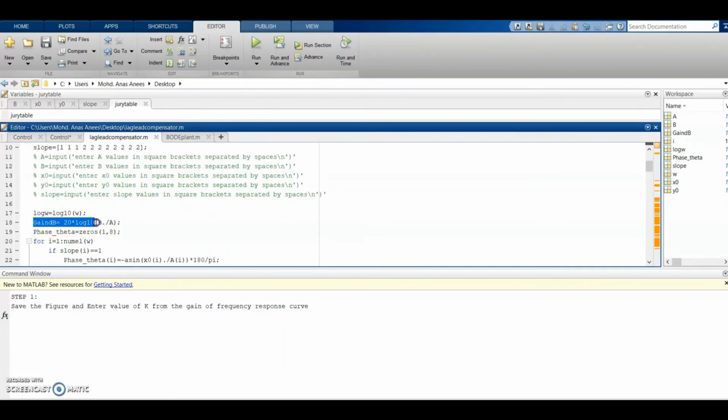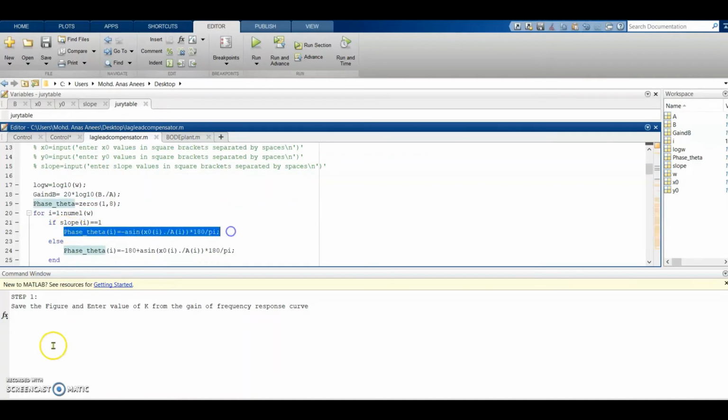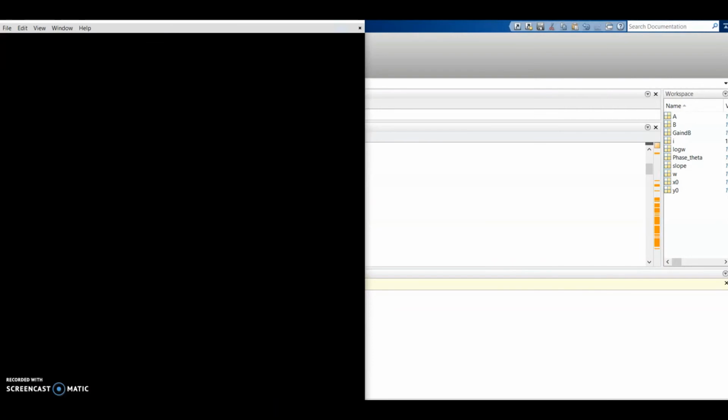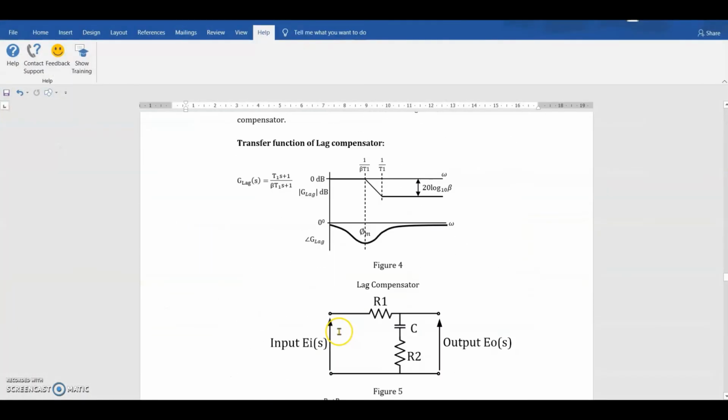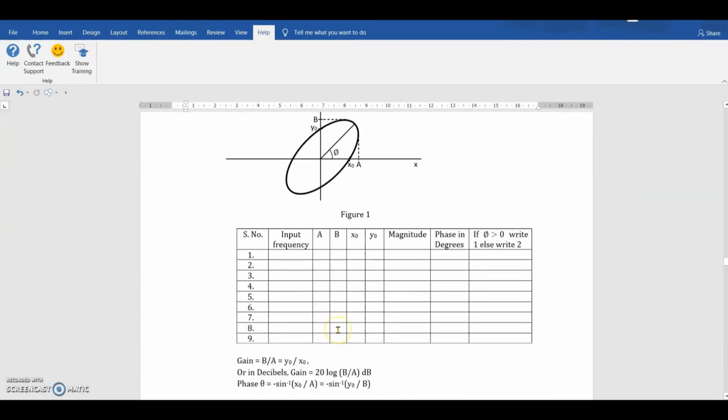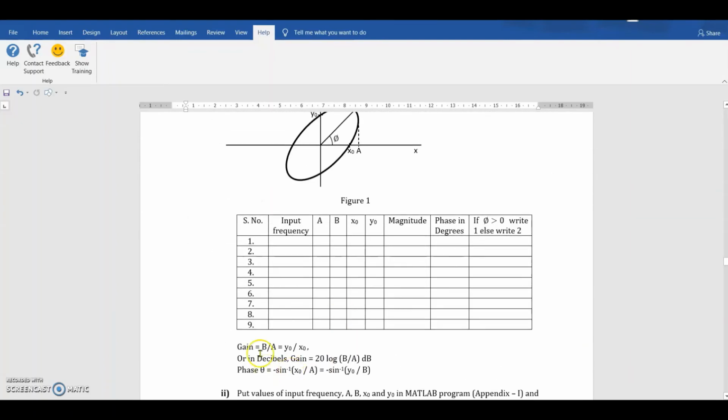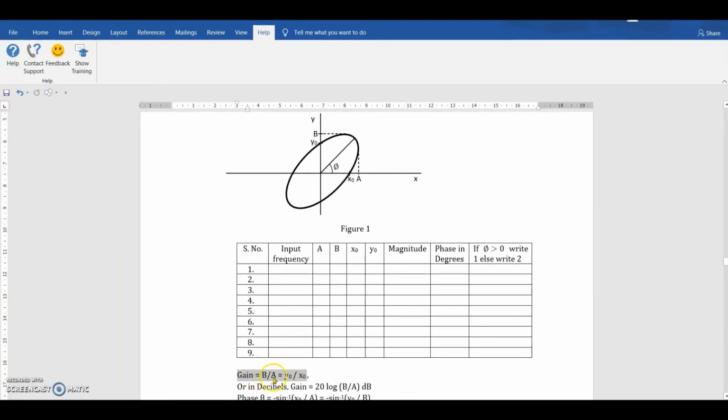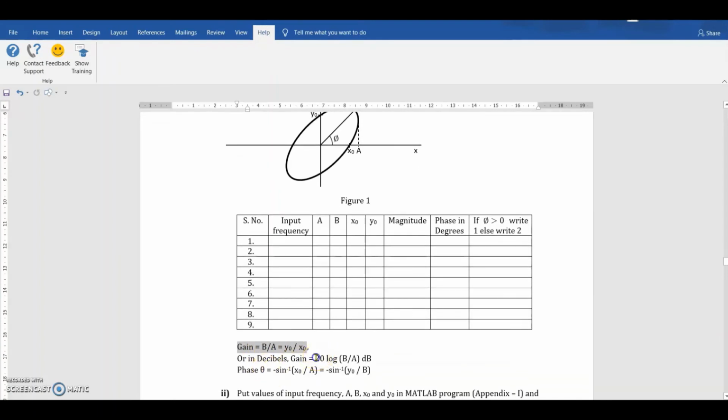Gain has this formula. We can find out gain like this, b by a, and phase has this formula. You can see this in your lab manual also. This is the formula for gain without decibels. In decibels it will be 20 log of this. Phase will be like this, minus of sine inverse x0 by a, or minus of sine inverse y0 by b.